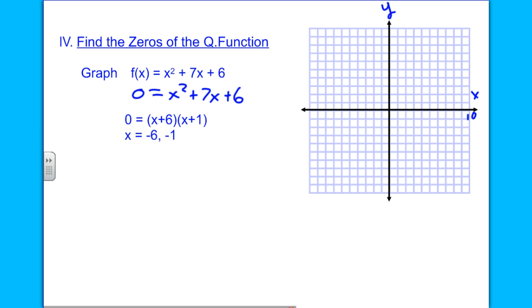So what can we do with that? We can graph those, right? So make sure you show your scale. We have an x-intercept at -6 and -1. What else do we need in order to graph this parabola? The most important other thing that we need. Juliana?